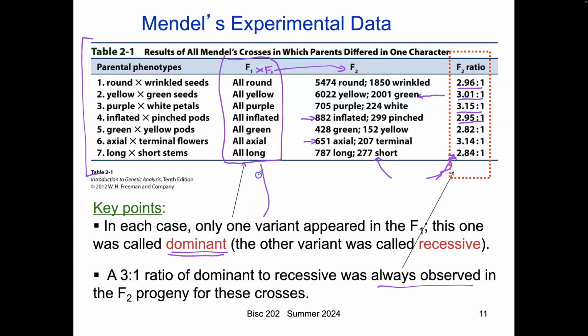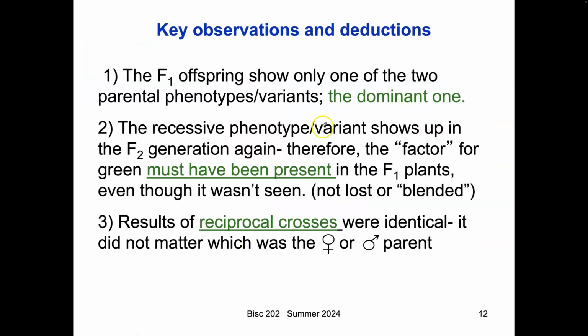So dominant trait, but the recessive one is still there. It never blended or got destroyed. It was actually present, but just not visible, but we can see it again then in the F2 generation. Okay, which is what I just said.